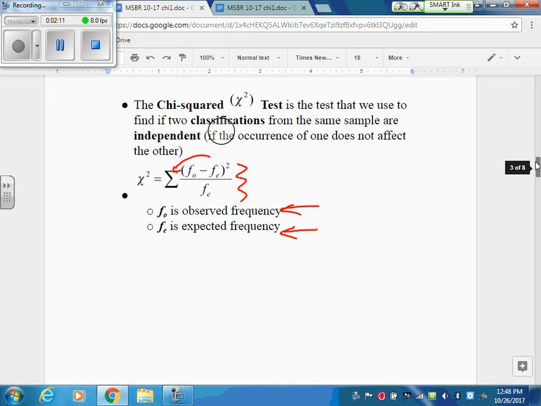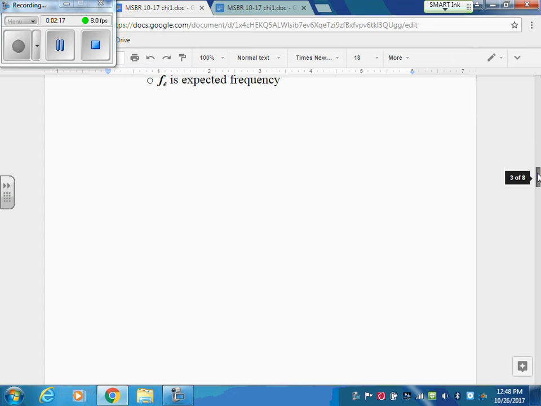So what does that look like? It's not going to look like a traditional math problem per se. It's going to be a little bit different. And so we'll jump right in essentially to an example.